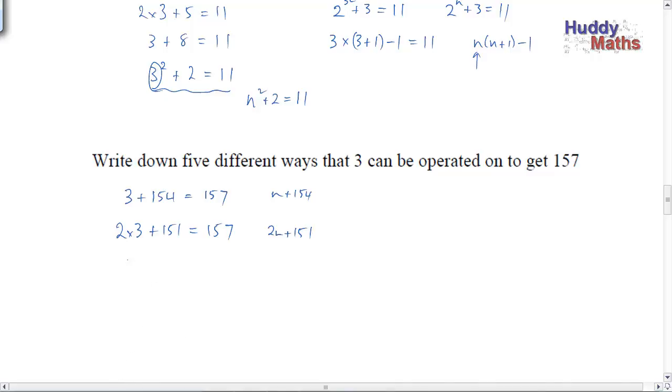What about 3, which is n? We'll go 3 to a fairly high power. What? 3 to the 4 is 81. We could go 3 to the 4. That's 81. And we'd have to add 76, wouldn't we? Yep, add 76 is 157. And this would be n to the 4th plus 76. That idea is 157.